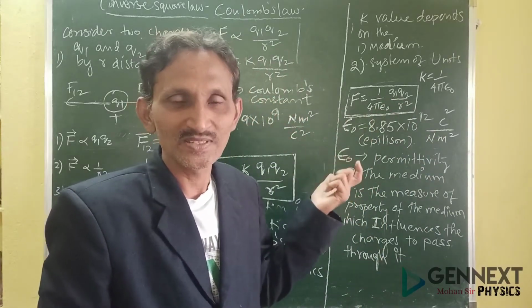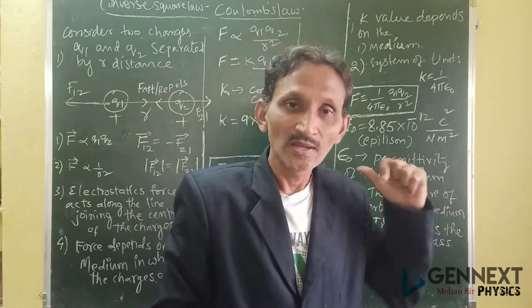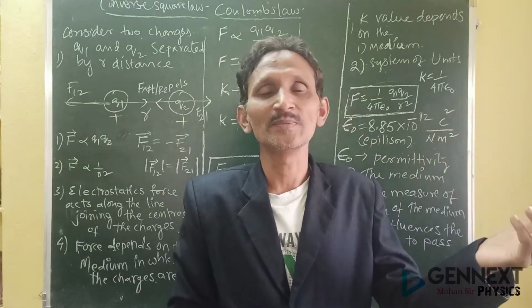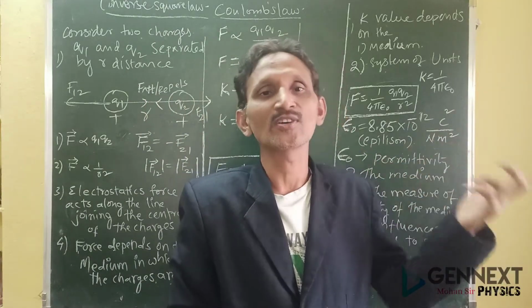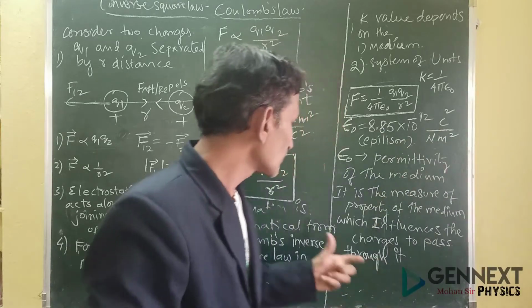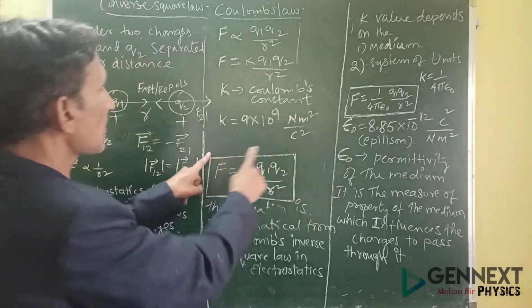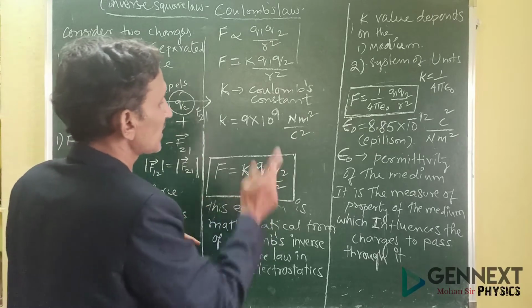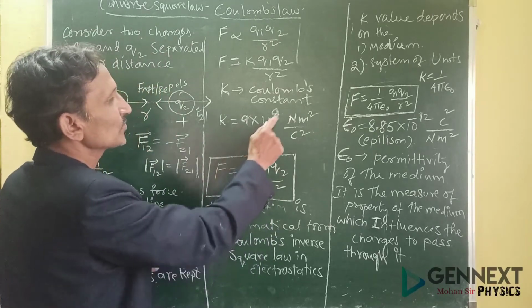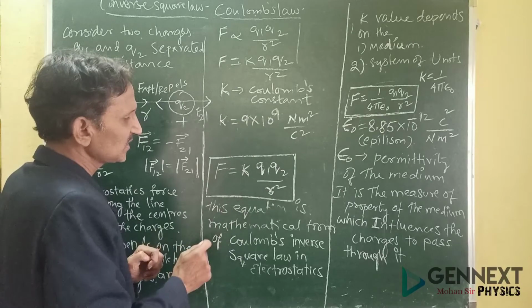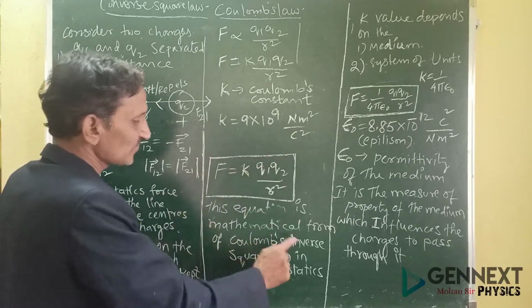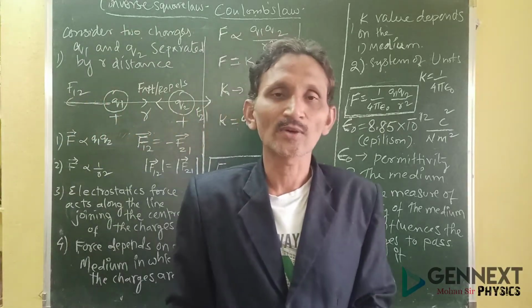It is a Greek word. In terms of a medium, we have epsilon of the medium; in terms of air, we call it epsilon naught. Then this is how the formula F is equal to K Q1 Q2 by R square. K value is 9 into 10 to the power of 9. This is the mathematical expression for Coulomb's inverse square law in electrostatics.